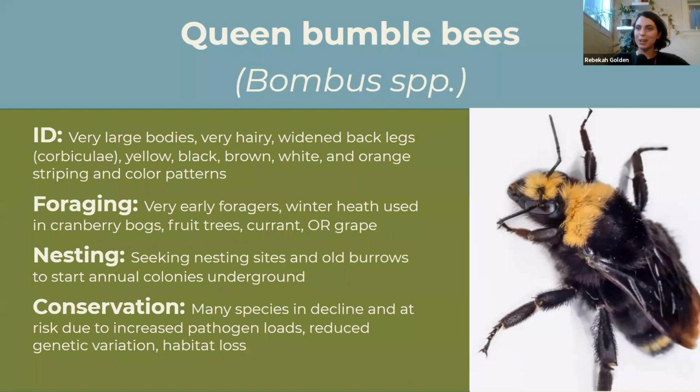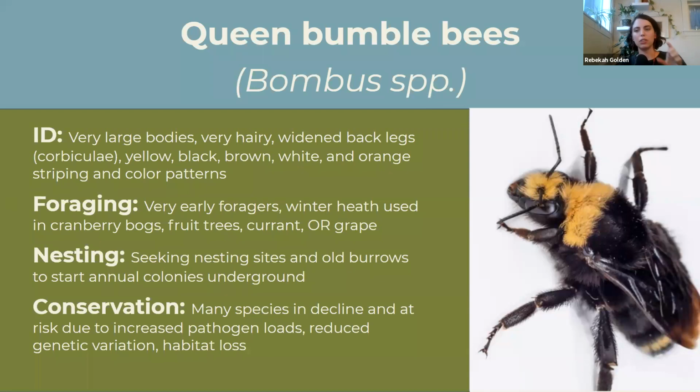You might also start seeing the very, very large queen bumblebees this early in the season, and you will hear them before you see them. They are very, very large. We're talking a couple inches wide. They have a lot of hair, wide back legs, and their color patterns are going to vary between different species. Bumblebees are all in the genus Bombus, and there are many different native bumblebee species that we have here in Oregon. They'll have different banding and coloration of hairs that will usually be yellow, black, brown, white, or orange.